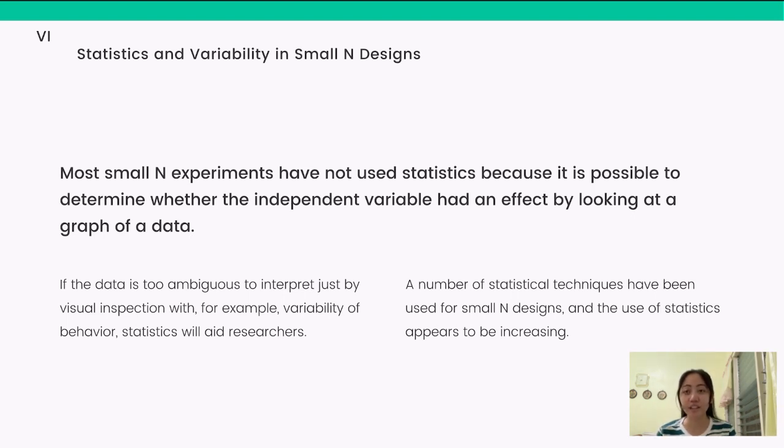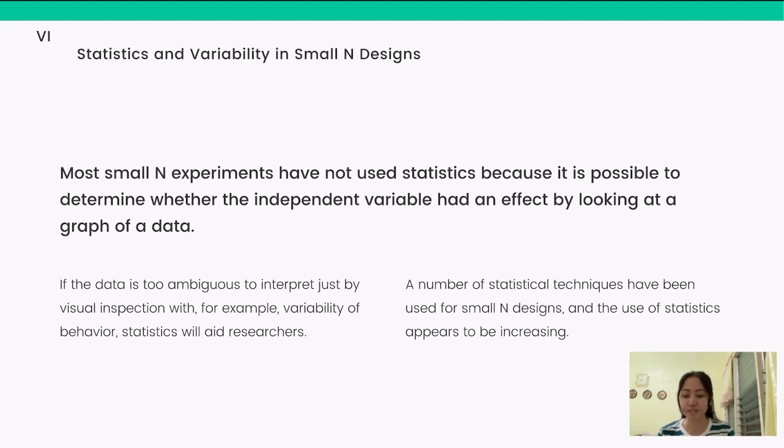They can just view the data from the graph, and the researchers interpret whether there is a significant effect or not. The use of statistics in small n designs is controversial among small n researchers. However, due to the rise of availability of new statistical approaches, the use of statistics in small n designs is increasing. Statistics could help if the pattern of data is too ambiguous to interpret just by looking, and statistics can give a better image of the data with numbers.